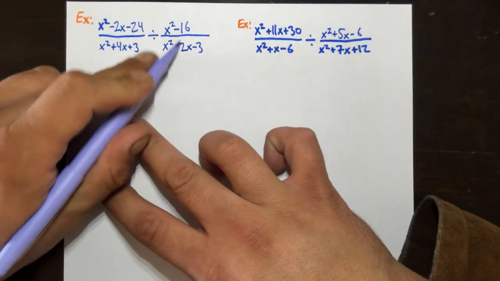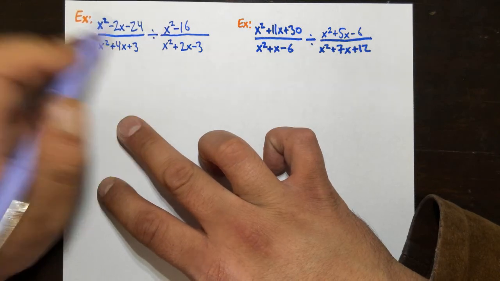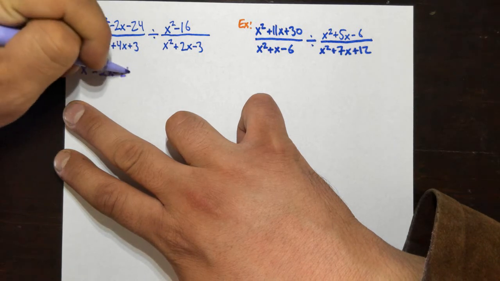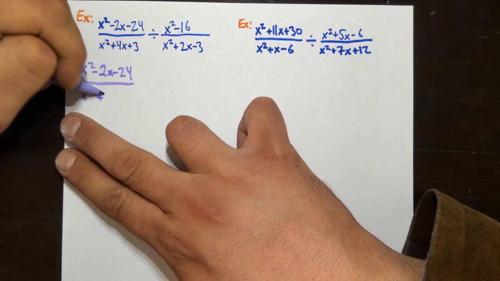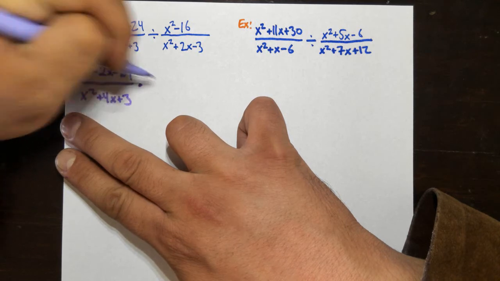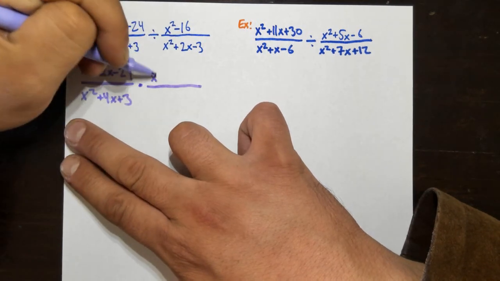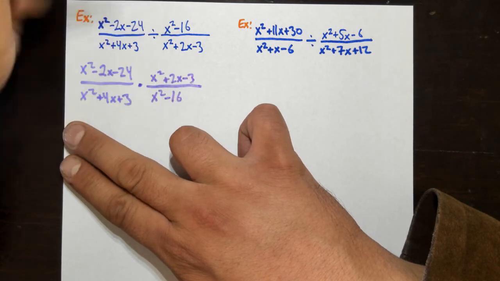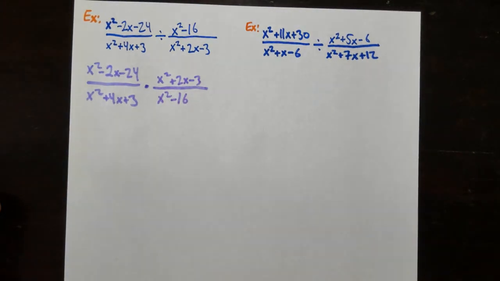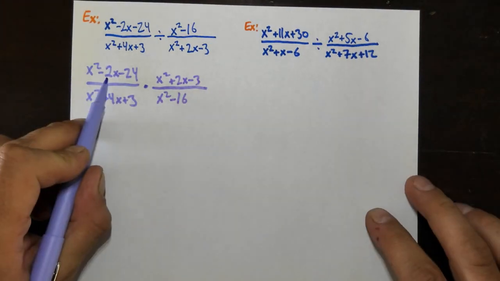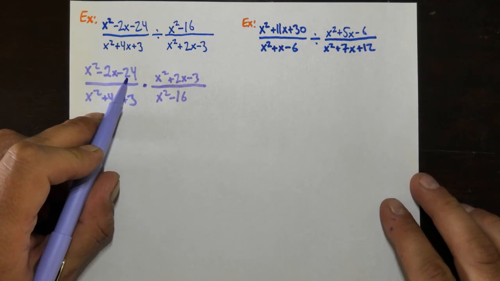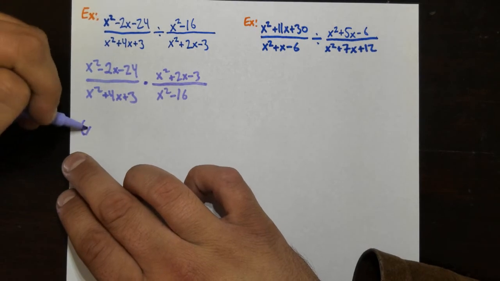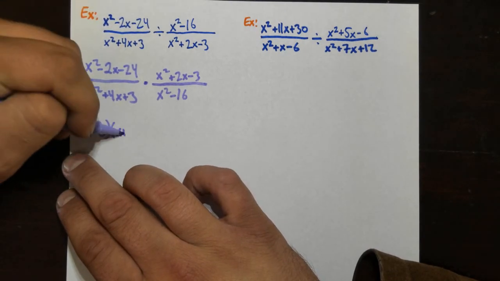Okay, so again, we're going to want to find the reciprocal of the second one, and we're going to multiply. So I'm going to go ahead and rewrite it, times the reciprocal, and now it's time to factor these. So, two numbers that add to negative 2 and multiply to negative 24, that would be negative 6 and positive 4. So, x minus 6, x plus 4.